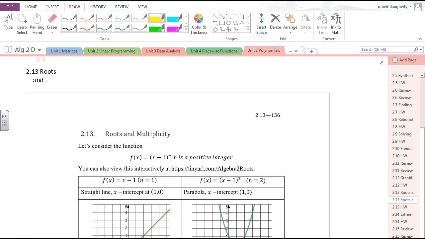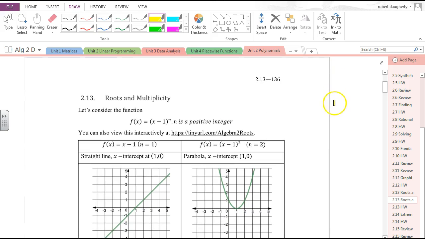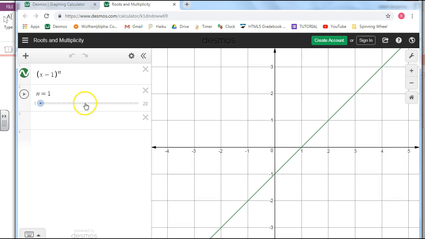Okay, section 2.13, roots and multiplicities. We're continuing our topics about graphing polynomials. I've got a calculator with a URL here, but we're looking at a polynomial based on x minus 1. If I look at x minus 1 by itself, that's a line. You see that line graph there below? Let's take a look at it on a graph.